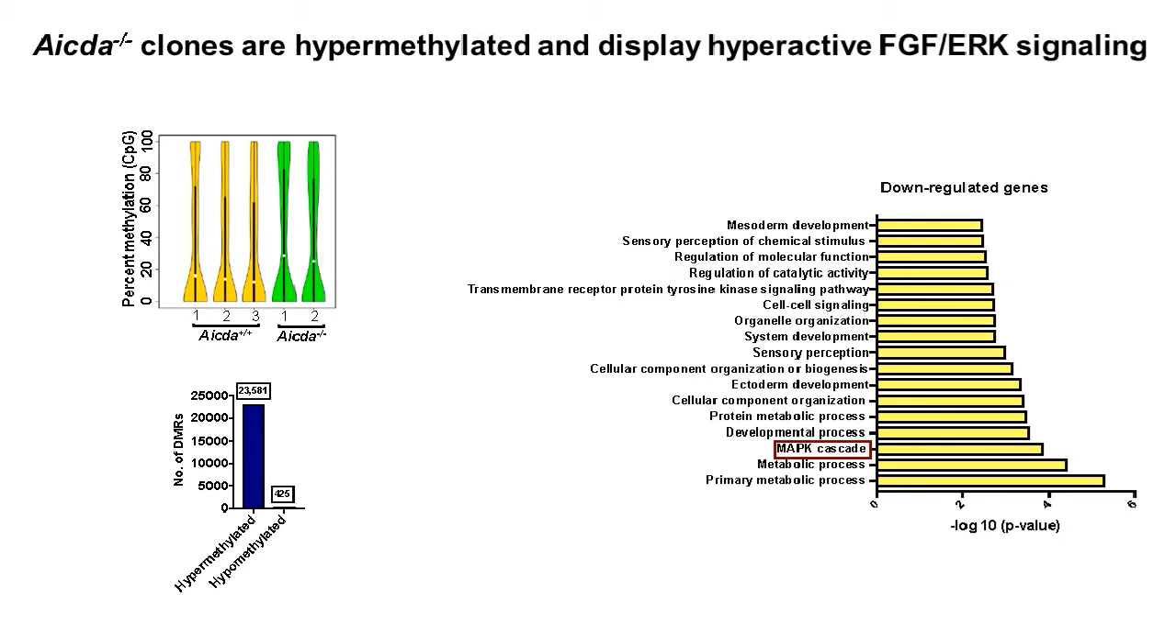And another interesting thing we observed is that in the AID knockout cells, there is hyperactive FGF-ERK signaling. And we believe that the AID knockout cells fail to achieve naive pluripotency because they have hyperactive FGF-ERK signaling, and it has something to do with DNA methylation. It's not clear to us right now, and further studies are required.